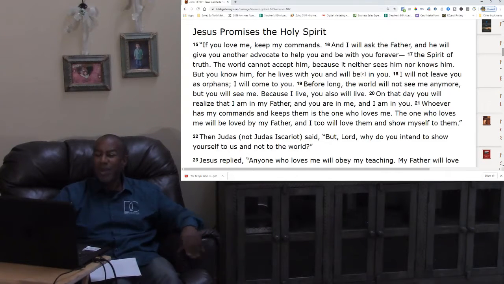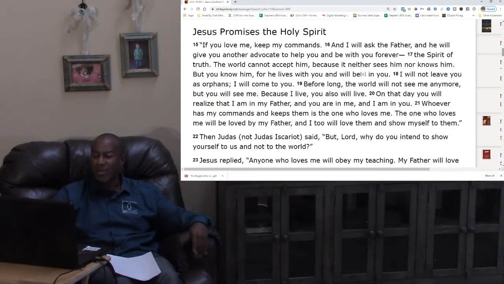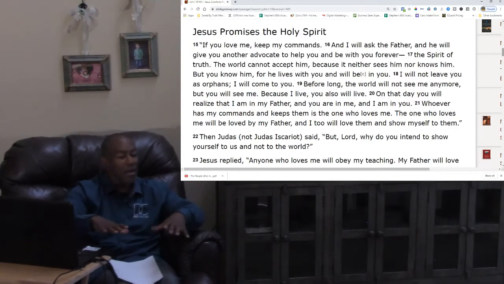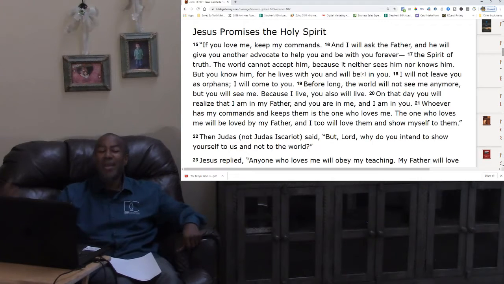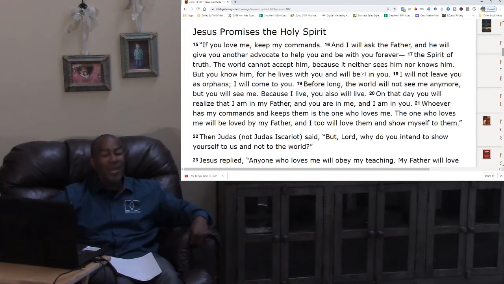Look what it says. If you love me, keep my commandments, and I will ask the Father, and he will give you another advocate to help you and be with you forever, the Spirit of Truth. The world cannot accept him because it neither sees him nor knows him. But you know him, for he lives with you. At that time, the ark was with him. But it says, and will be in you. The commandments will be in you. The ark will be in you. The commandments will be there with you.